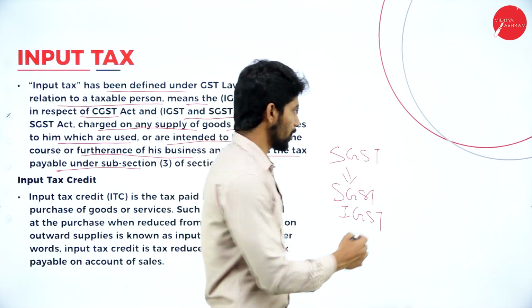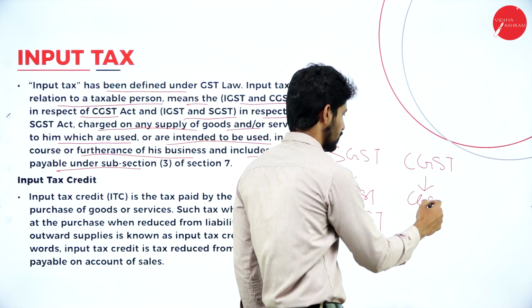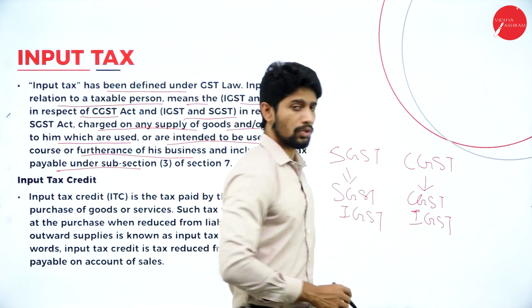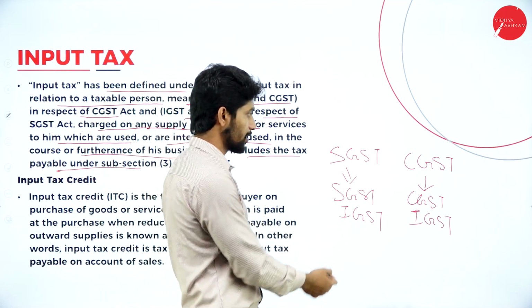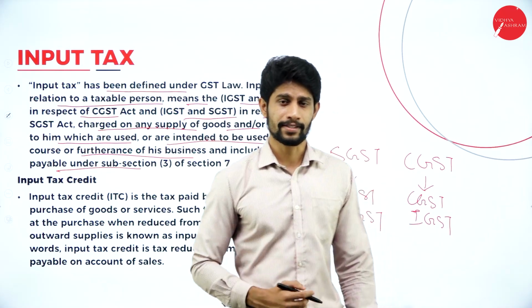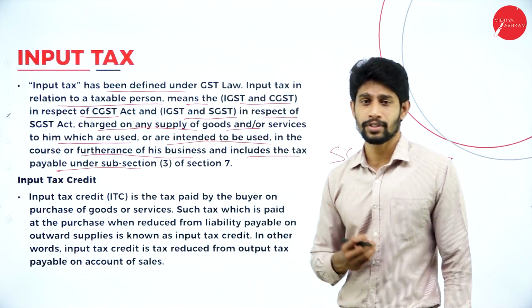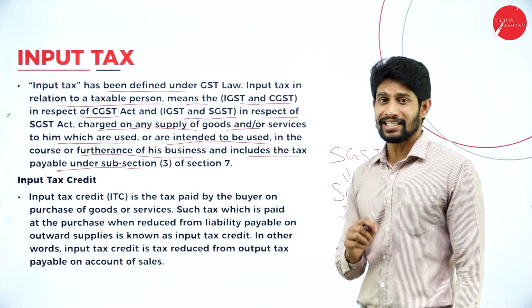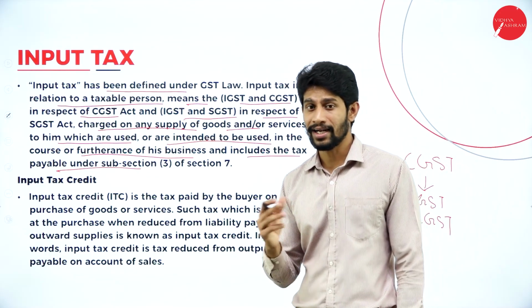Okay. Next, you can set off your CGST against CGST and IGST. Okay. So you can set off your input tax with respect to SGST against SGST and IGST, and you can set off your input tax of CGST against CGST and IGST against IGST. So input tax is nothing but the tax paid on inputs purchased for the furtherance of the business, and you can set off your CGST against CGST and IGST, and you can set off your SGST against SGST and IGST.